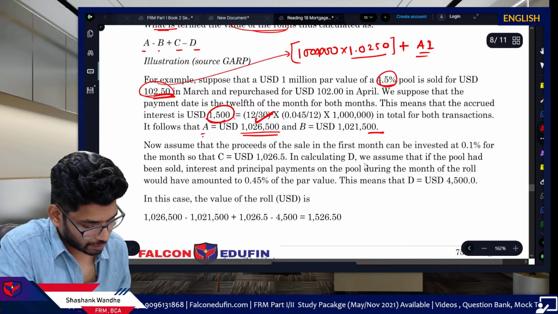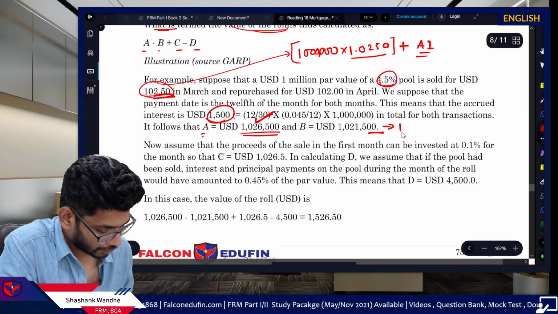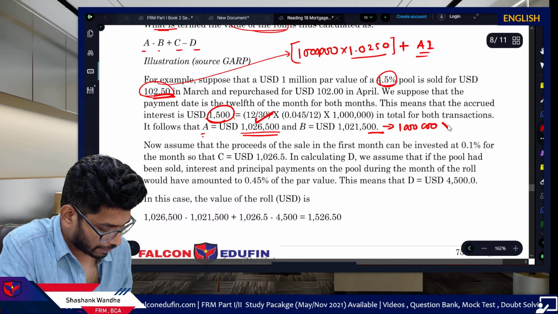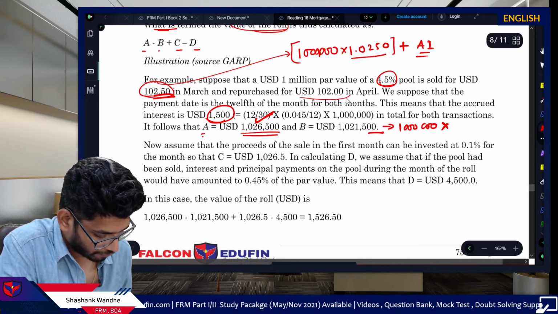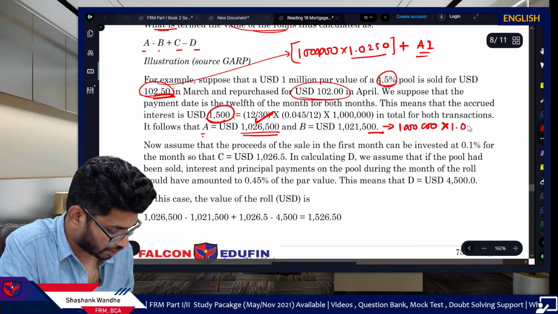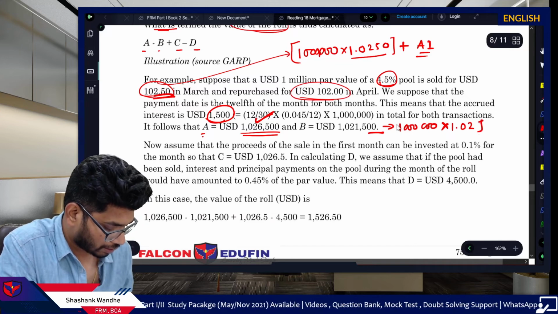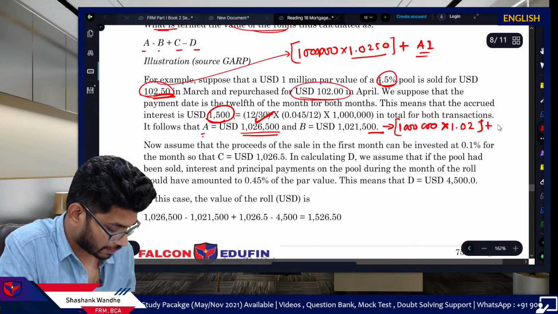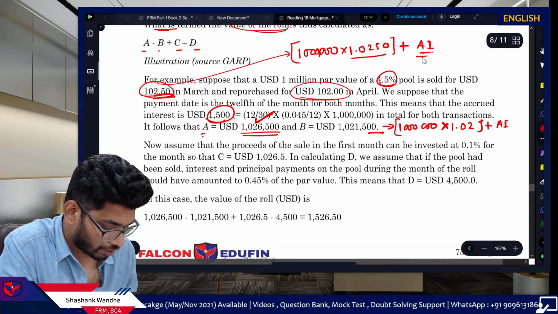The second value is 1 million multiplied by the price of repurchase, 102. So 1.02, and then plus accrued interest. You have accrued interest here, right?